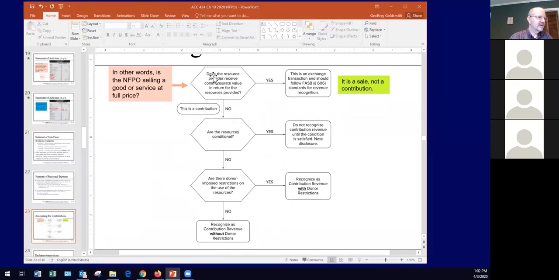First question to ask is, does the resource provider receive commensurate value in return for the resources provided? And by that, what it's really asking is whether or not the not-for-profit organization is selling a good or service at full price. If they're selling the good or service at full price, then what they're getting from the resource provider is equal in balance or amount or value to the resource the organization is providing them.